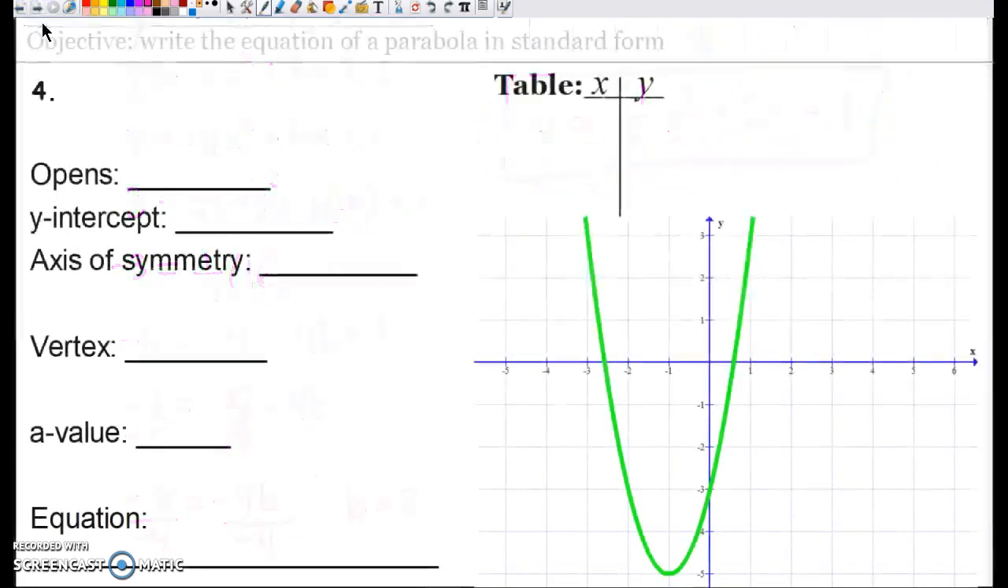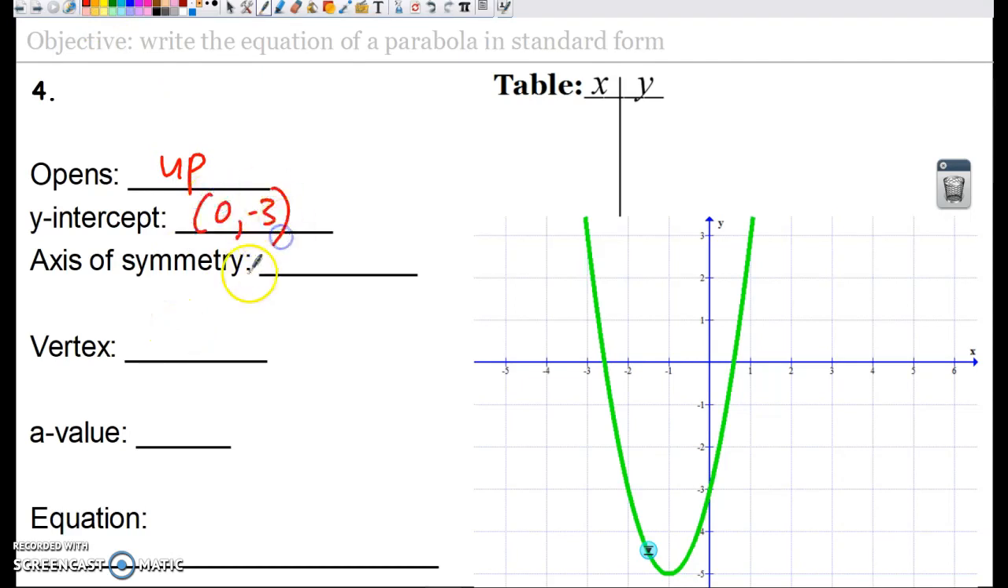Let's try another one. Really quickly, it opens up. Y-intercept is going to be at 0, -3. Axis of symmetry is at -1. The vertex is at -1, -5. The a value, well, it's a good question. Let's compare it to the parent function. If I go 1 over 1 up, instead of going 1 up, I went 2 up, so the a value has to equal 2. Okay, now my equation, I'm going to try to use the x-intercepts again, but again, they don't really work, so I'm going to use standard form.